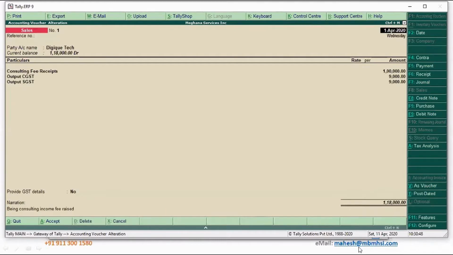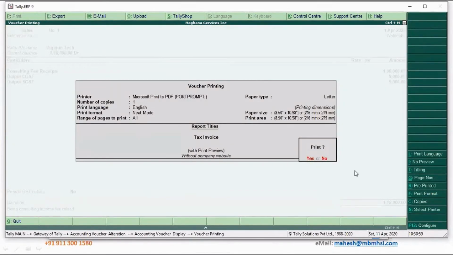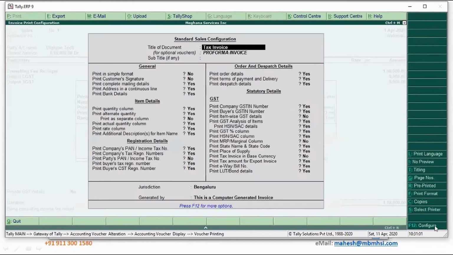Now I could go back to this transaction. Now I want to print this even without inventory details. So I'll go on print, Alt P for print. I'll go to F12 configuration and make the configurations accordingly. Specify that I require the bank details, but I don't require quantity, I don't require rate, I don't require this description. All these things I could specify.